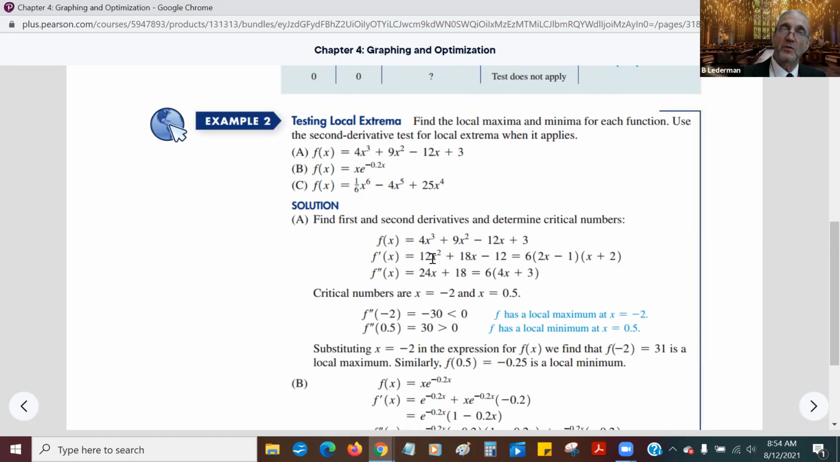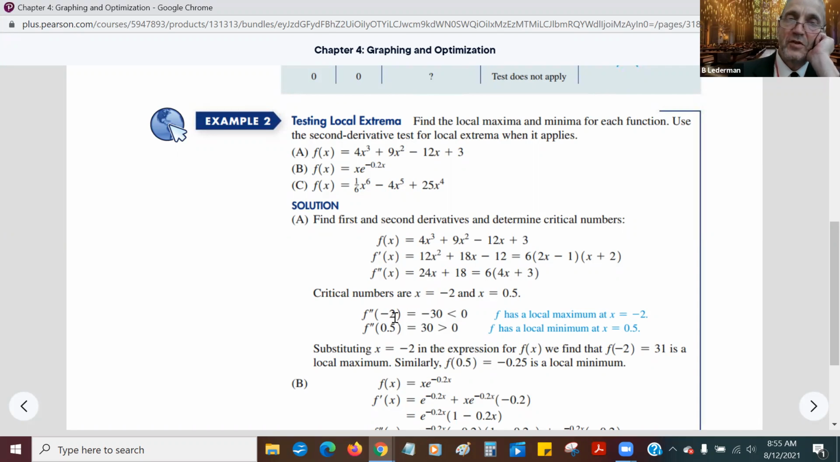f prime is 12x squared plus 18x minus 12. And we're factoring f prime. That's important because when we factor it, we could see when it equals 0. So it equals 0 at x equals -2 and x equals positive 1/2. And then f double prime is 24x plus 18, which is, again, 6 times 4x plus 3. So the critical numbers are going to be -2 and 1/2, or 0.5. So I have to see what's going on with the second derivative at those points.